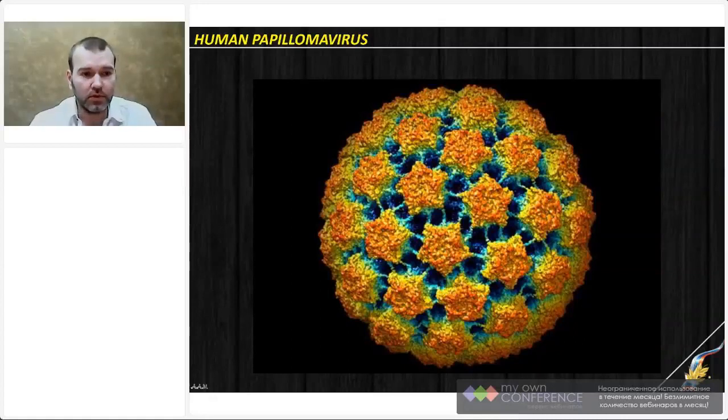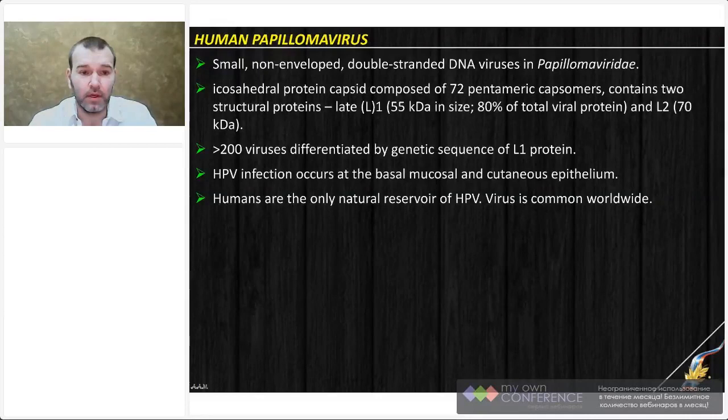So the first virus to describe is human papillomavirus. It is a double-stranded DNA-containing naked virus belonging to the family Papillomaviridae. It has a kind of simple structure. It's made of two structural proteins, late 1 and late 2, or L1 and L2 proteins, and composed of 72 capsomeres. In general, we have more than 200 different viruses in that family, according to the genetic arrangement of the L1 protein.